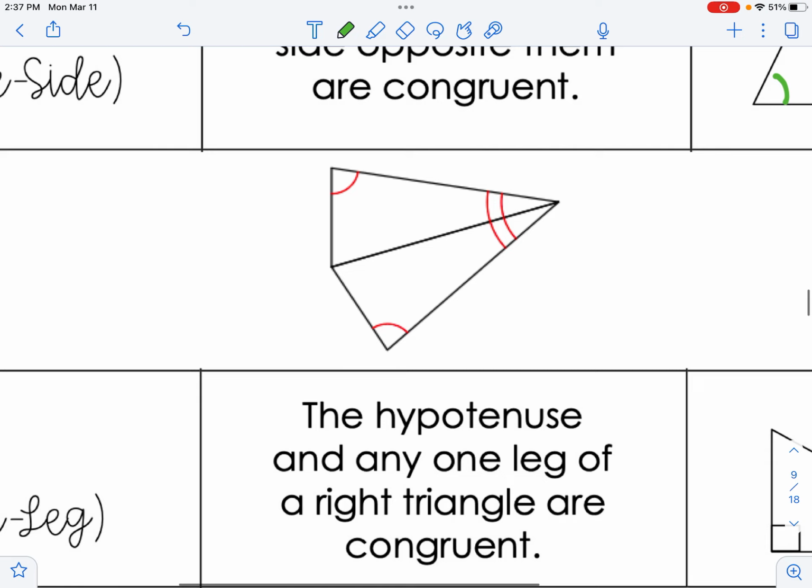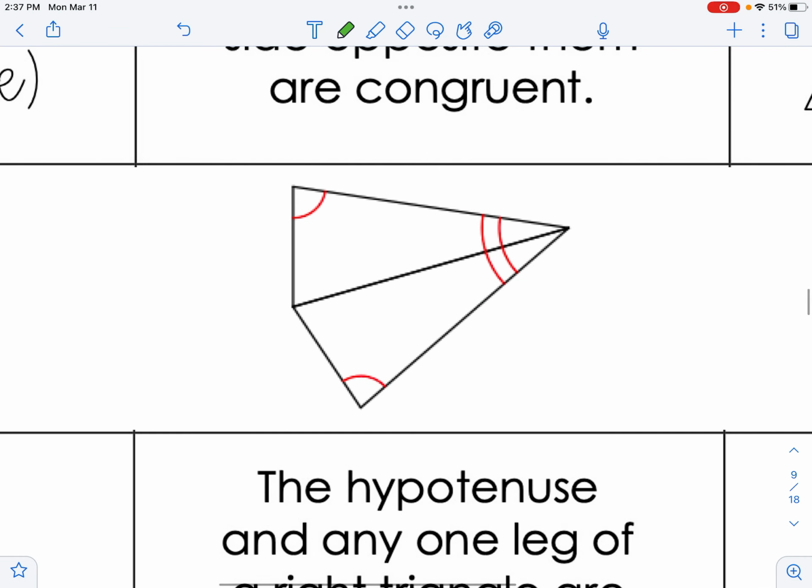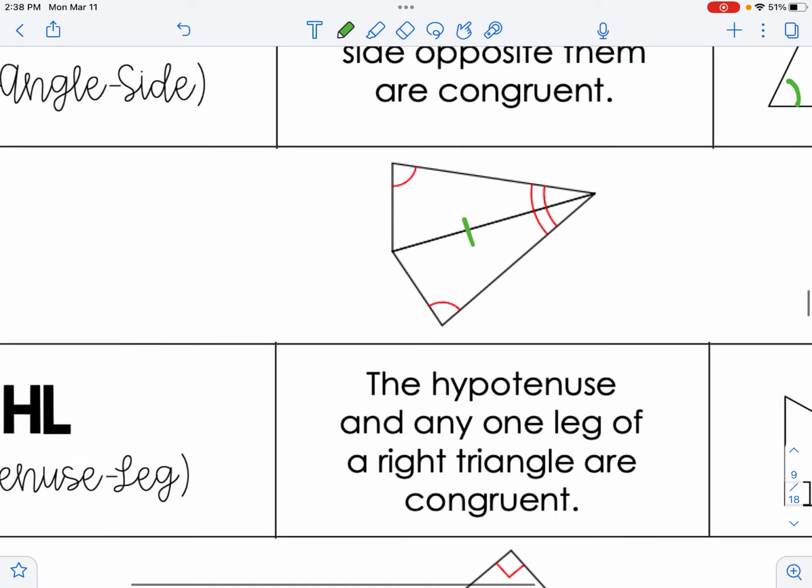In this situation, you can see that here I have an angle, and then they share this side here, right? So it goes angle, angle, and then side. And then that same way, you can rotate around that same way here. So I do have an angle, angle, side.